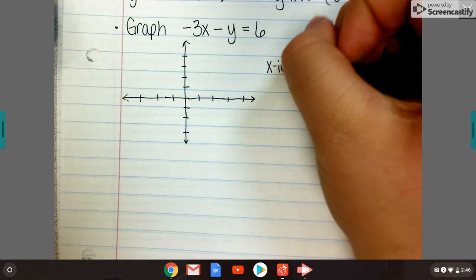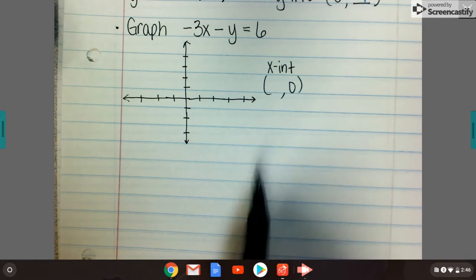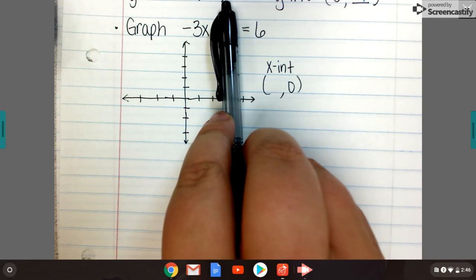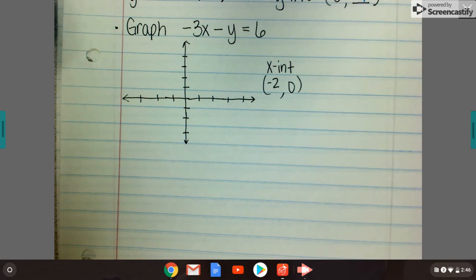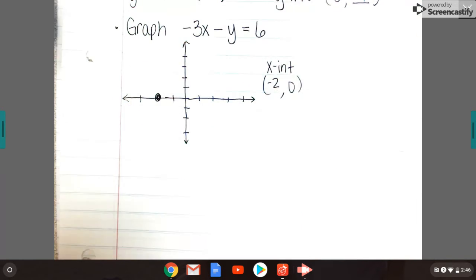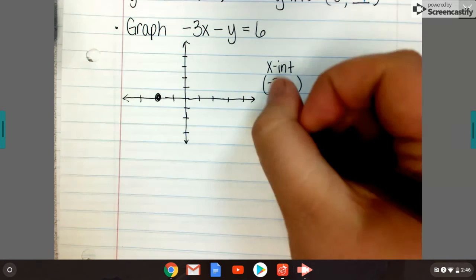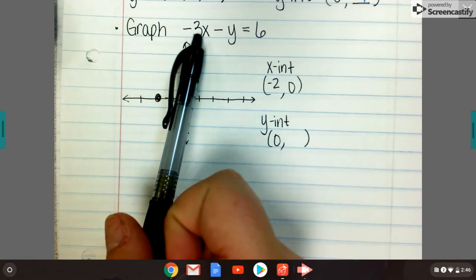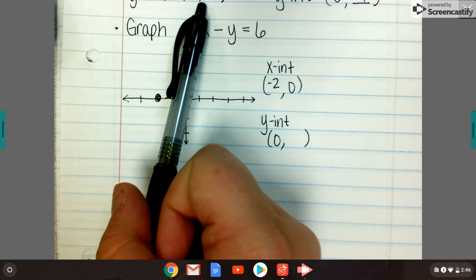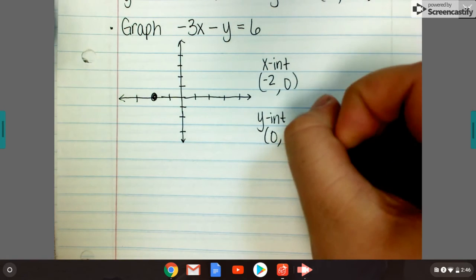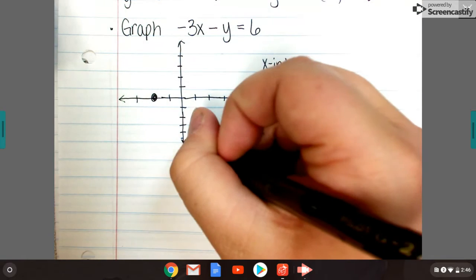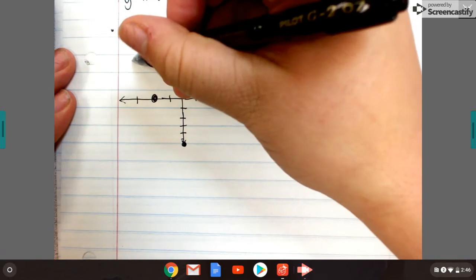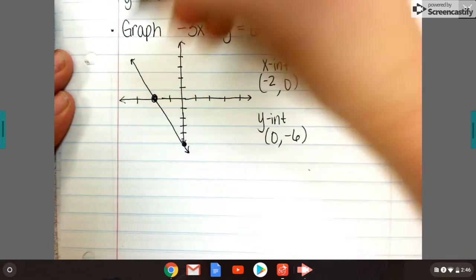For our x-intercept, let's plug a 0 in for y. So this y term goes away. I've got an x-intercept at negative 2. So I can plot a point at negative 2 on the x-axis. For my y-intercept, I can plug in a 0 for x. So this term would go away. Negative y equals 6, so positive y equals negative 6. So I'd go down 1, 2, 3, 4, 5, about right there. Two points are good enough to make a line. So there you go.